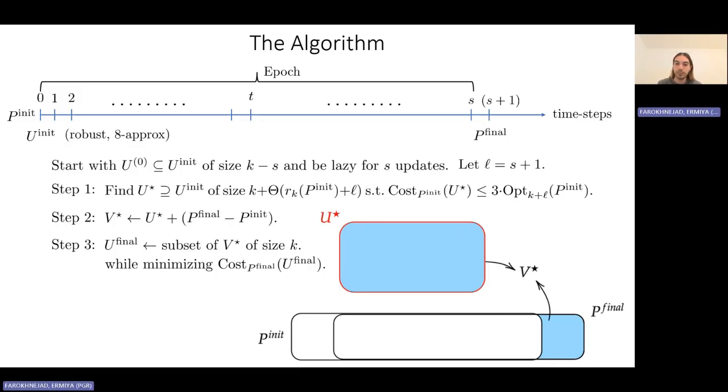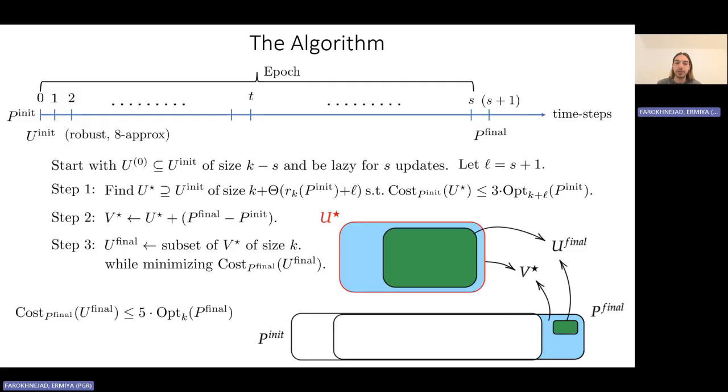So we find a solution, U final, which is a subset of V star, and this minimizes the cost of this solution for the objective k median. And according to the projection lemma, it is possible to show that the cost of this U final is at most 5 times optimum k median. So we have a solution U final, which is a feasible solution of size k, and its cost is at most 5 times optimum k median. It's a 5 approximation.